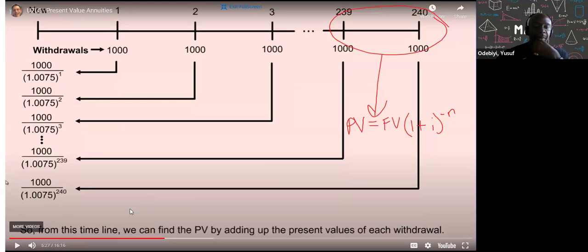Okay, so now we get down to the bottom. So from this time, we can find the present value, right? We can find the present value by adding up the present values of each withdrawal. Okay. Now, if we add up all of the withdrawals, which will give you present values, then if we add them all up, you'll know the present value for each withdrawal.